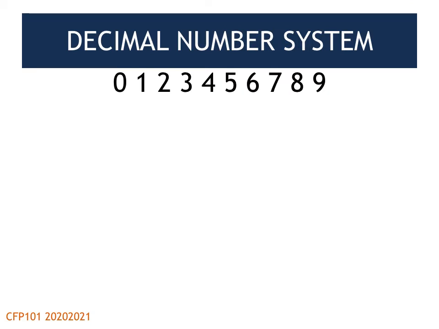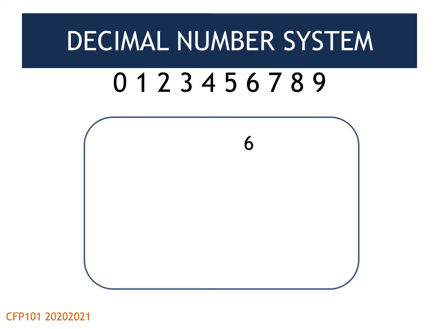Now, this number system has 10 digits, hence the name decimal. So they're from 0 to 9. Now, we all know how to count. We all know that 237 comes after 236, for example. But what actually happens when we count? So let's start with the number 6. Now, when we count, we don't really think about it, but we're actually adding 1 to each number.